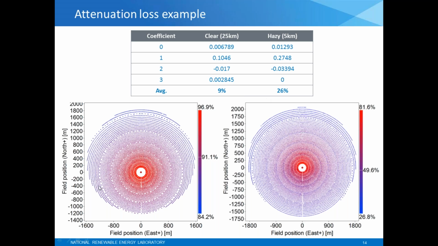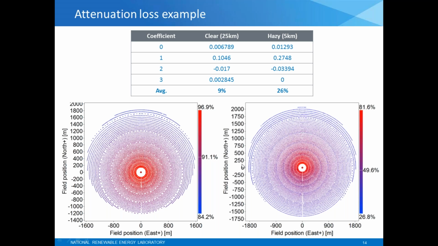And if you were to do a layout assuming clear visibility, you would get this particular layout over here on the left. If you assume hazy visibility, you get this on the right. You need, first of all, more heliostats on the right, and you tend to get more of a circular layout because heliostats that are further away have a much stronger penalty.